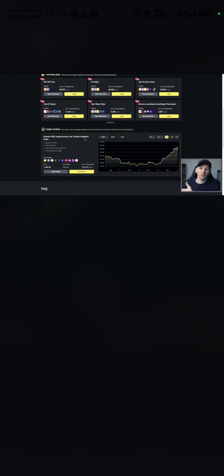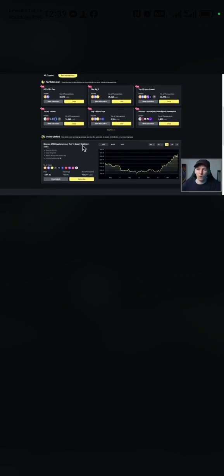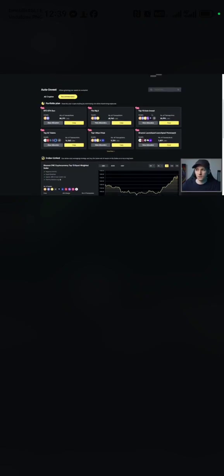That means that you're putting more money into the winners, less money into the losers. That is something that I prefer. That's market cap weighted. This is equal weighted. So I don't personally use this. It's up to the individual though. But there's ways to invest in the coins that you want in a specific fashion.